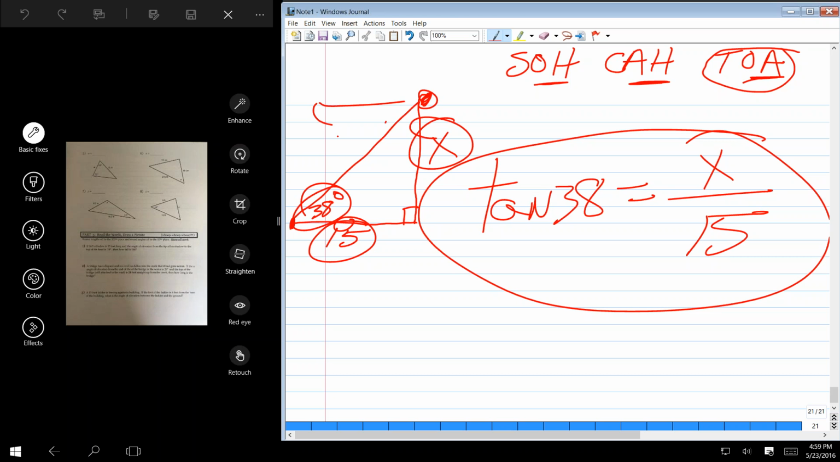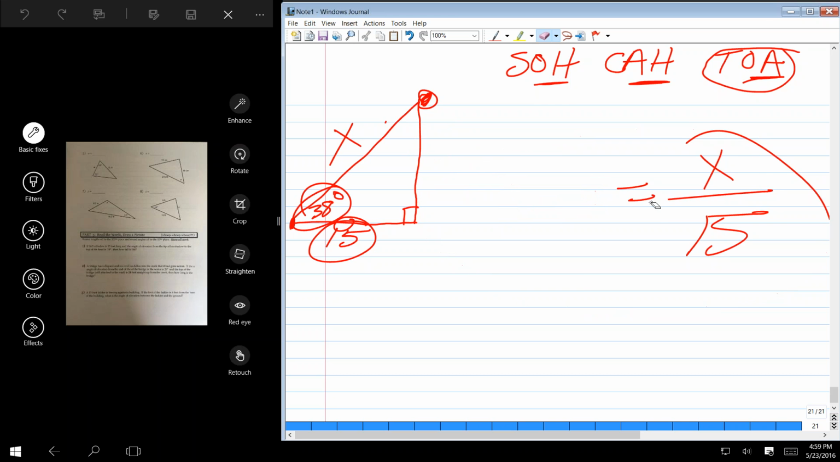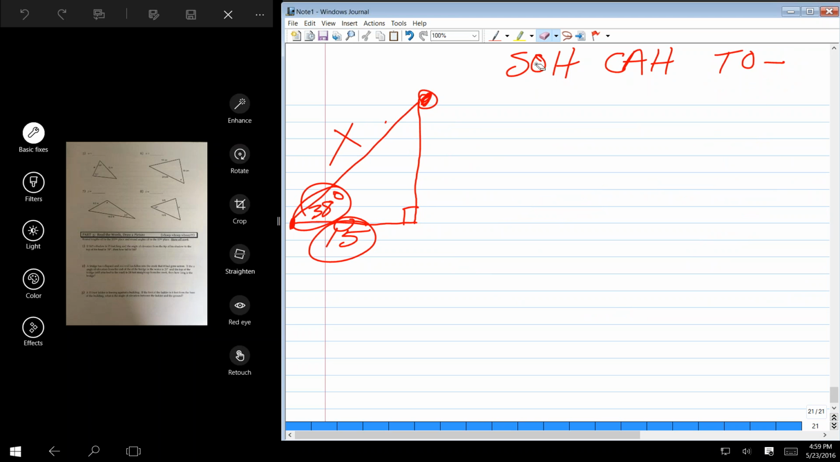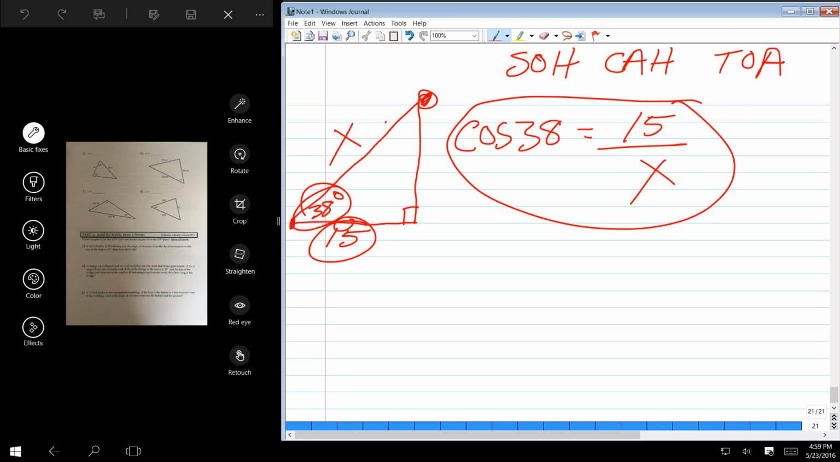If they wanted to know that was x, then which trig function would I use? Cosine? Yeah. No, you're right. Because what do we know? We know relative to this angle, we know the adjacent and we know the hypotenuse. So the cosine of 38 degrees would equal the adjacent over the hypotenuse. And now, again, we have just one variable we can solve.